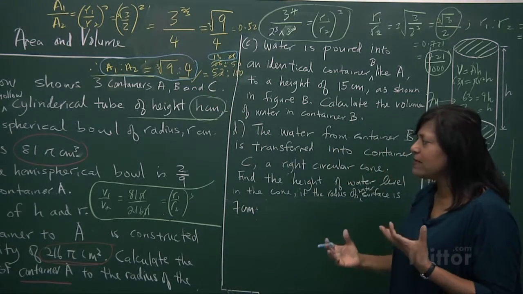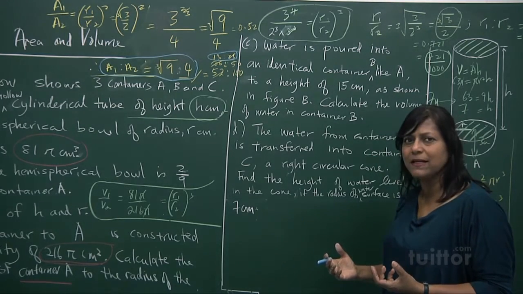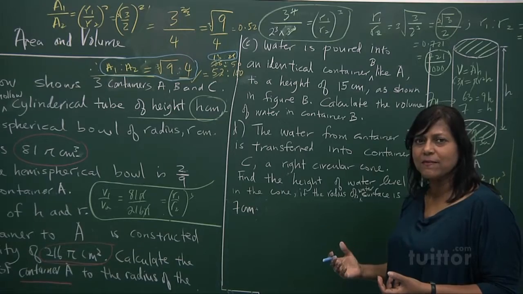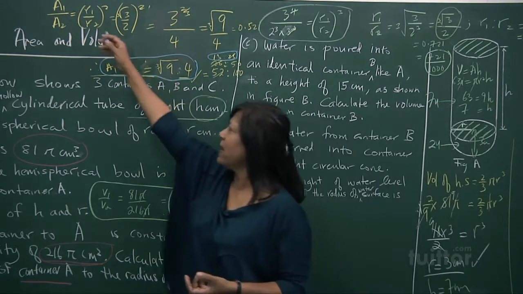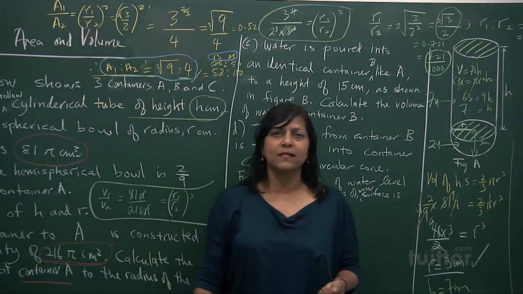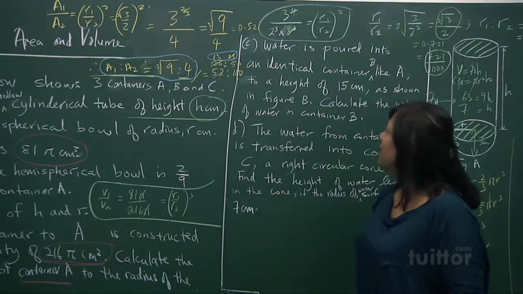Now, the concept that we are driving at here is when two figures are similar, the ratio of areas, A1 over A2, is R1 over R2 squared. Alright? Now let's move on.